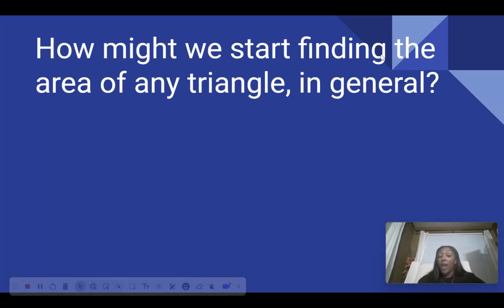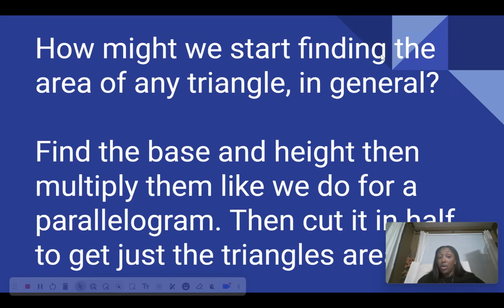How might we start finding the area of any triangle in general? Well, we can find the base and the height, then multiply them like we do for a parallelogram, but then we would cut that in half because we want to just have the triangle. So we can multiply the base and the height together, but then divide it in half, and that'll give us the area of the triangle. All right, that is our lesson for today.